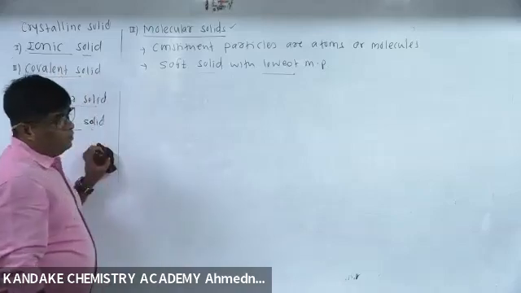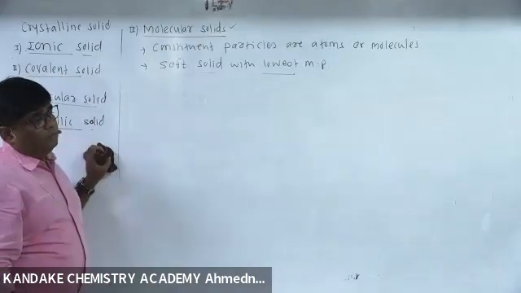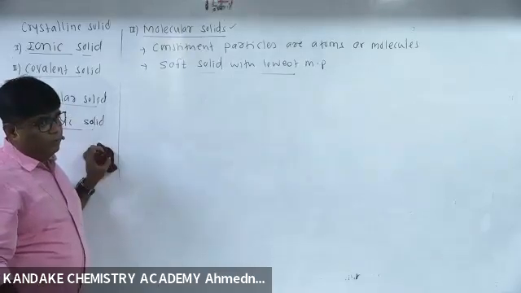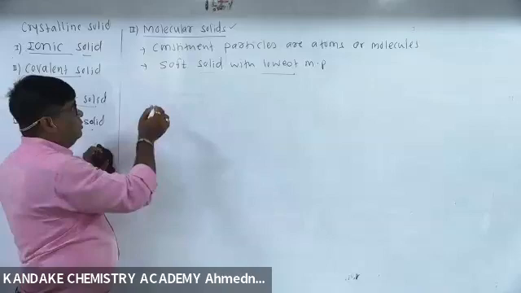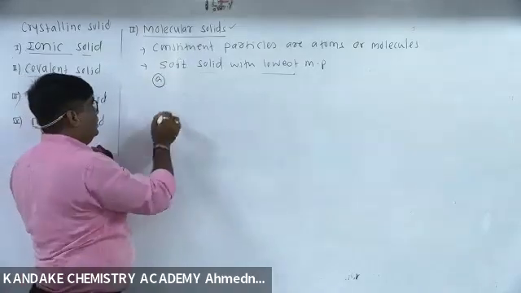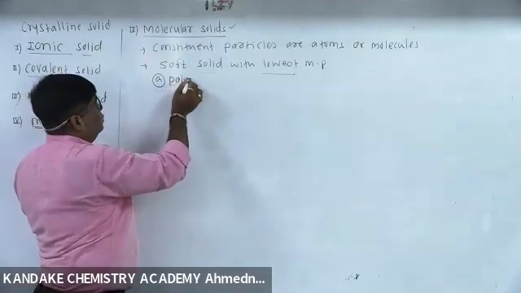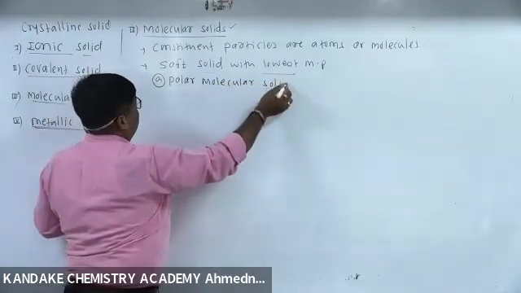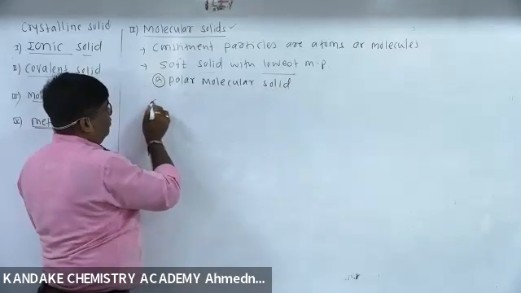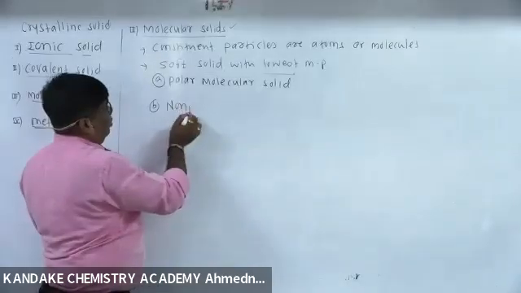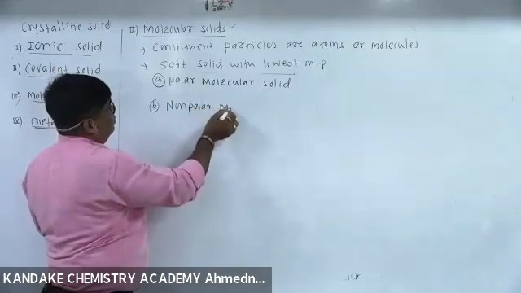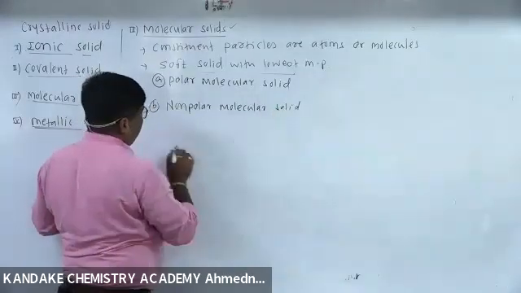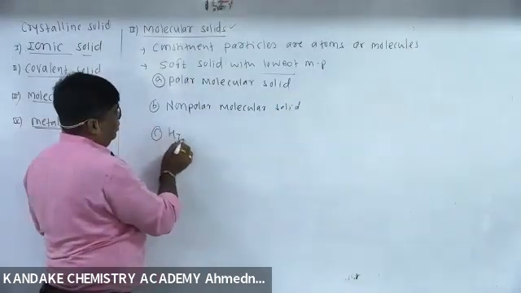But when you are talking about this molecular solid, there are three types of molecular solid. It seems they are not given in your book, but I will tell you. Which are the 3 types of molecular solid? A, polar molecular solid. Then B, non-polar molecular solid. And C, hydrogen bonding.